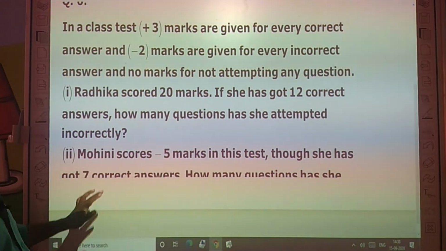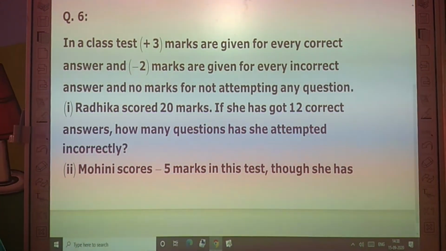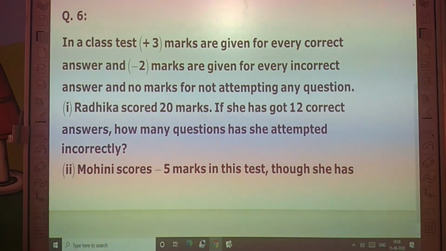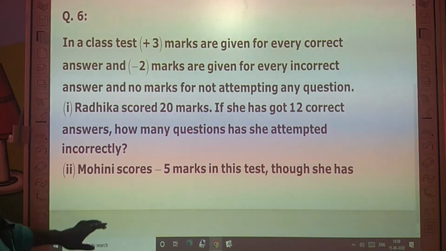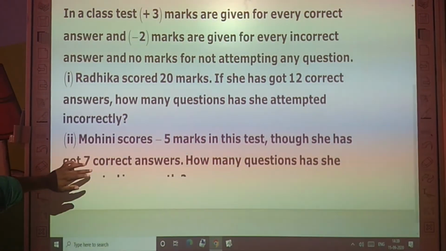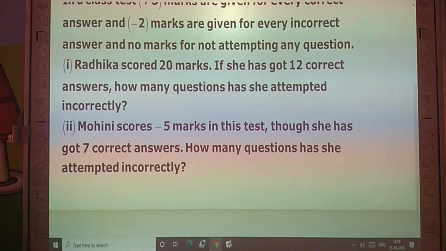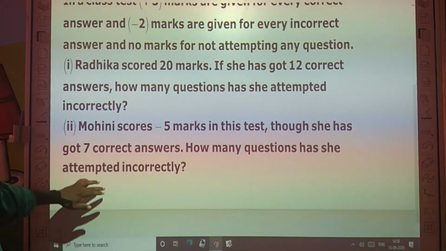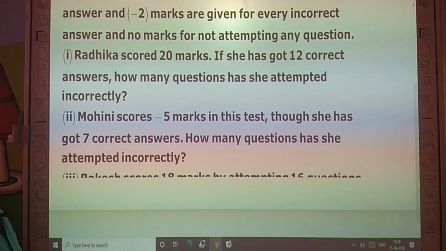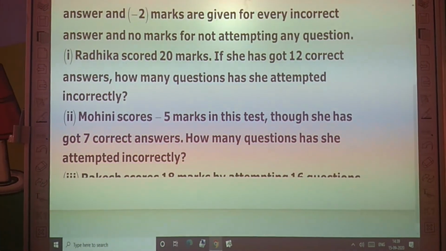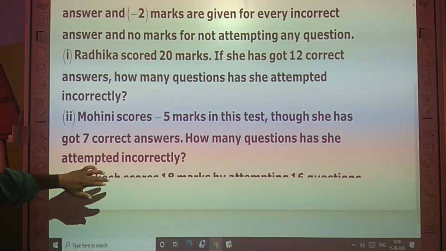The next one, question number 6. In a class test, plus 3 marks are given for every correct answer and minus 2 marks are given for every incorrect answer. Radhya scores 20 marks if she has got 12 correct answers. And the question is, how many questions did she attempt incorrectly?